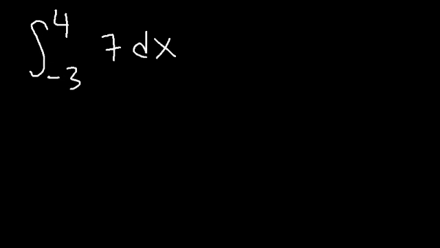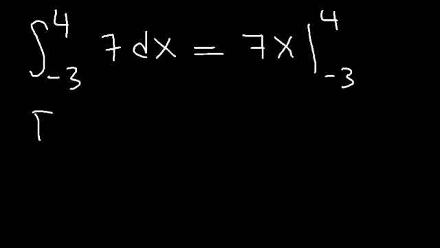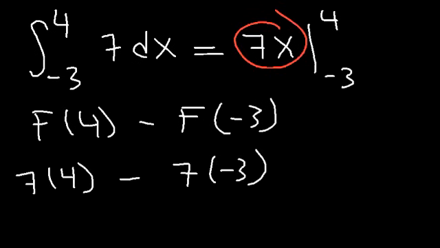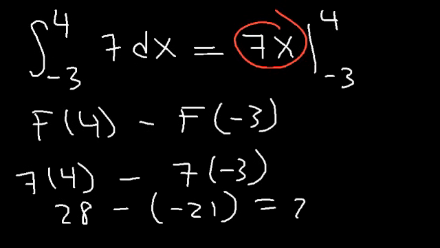Let's try some more examples. Go ahead and evaluate the integral from negative 3 to 4 of 7 dx. So the antiderivative of 7 is 7x because the derivative of 7x is 7. And let's evaluate it from negative 3 to 4. So we're looking for F of 4 minus F of negative 3. And F of x is 7x. So this is going to be 7 times 4 minus 7 times negative 3. 7 times 4 is 28. 7 times negative 3 is negative 21. Since we have two negative signs, we could turn the subtraction into addition. So it's 28 plus 21, which is equal to 49.